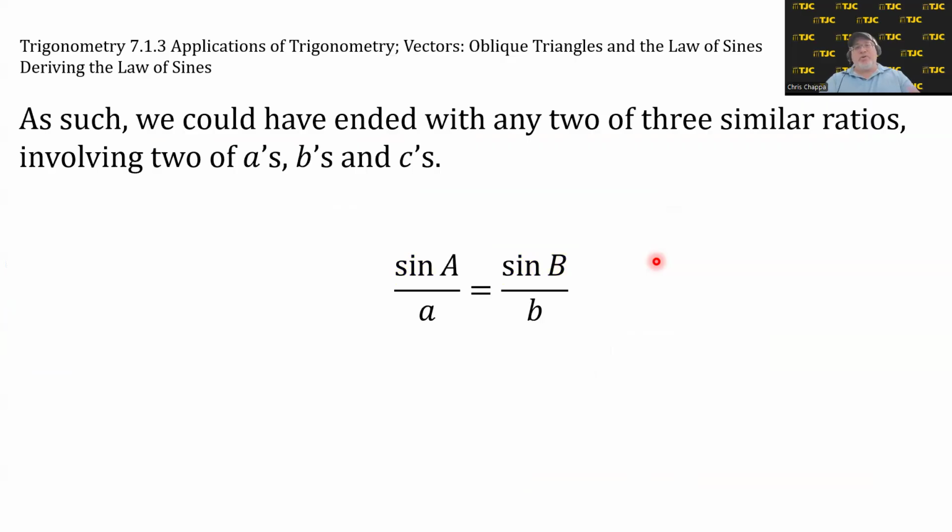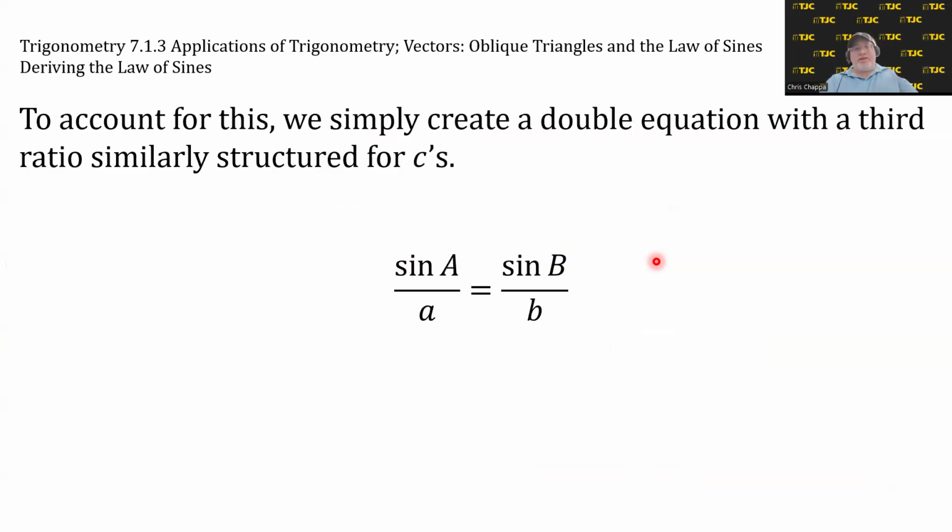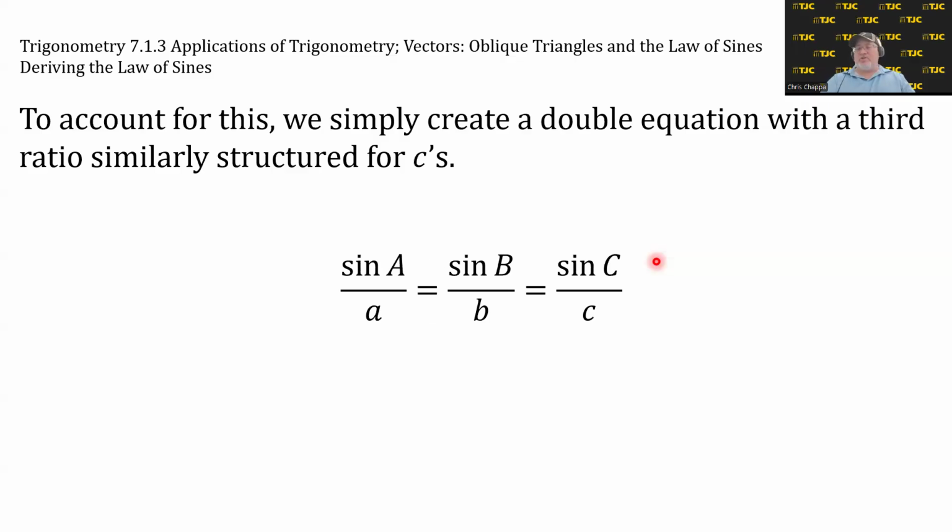Now, as such, we could have ended up with any two of three similar ratios involving two of A's, B's, and C's. In other words, we could have done A's and C's or B's and C's or A's and B's and gotten pretty much the exact same result. So to account for this, we simply create a double equation with a third ratio similarly structured for the C's. So we have sine of A over A equals sine of B over B, and we'll throw in a third one for sine of C over C. Again, this is because our choice of A, B, and C was completely arbitrary. We could have picked any two and gotten the same results.